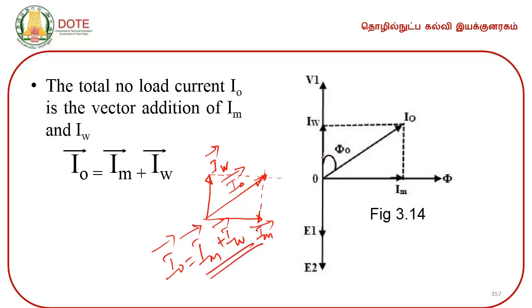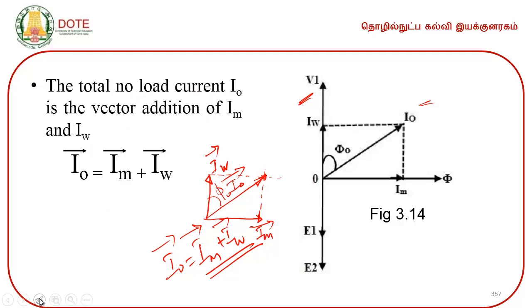So, this is your phi naught. Phi naught is the angle between V1 and I0. V1 is the input supply voltage at the primary and this is the no load current. So, the angle between these two is phi naught. Here you can see the total no load current I0 is the vector addition of Im and Iw.